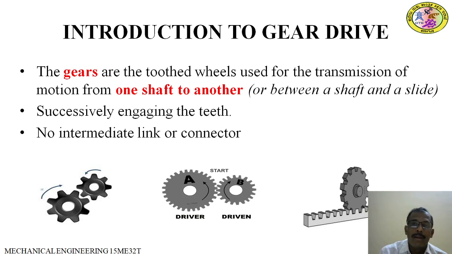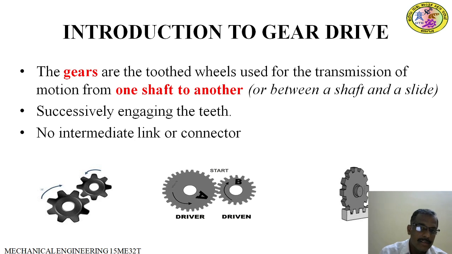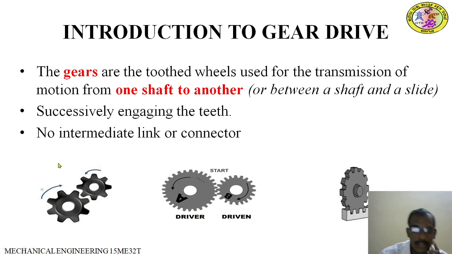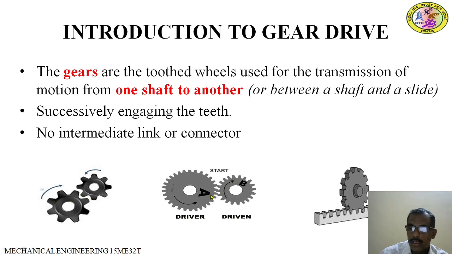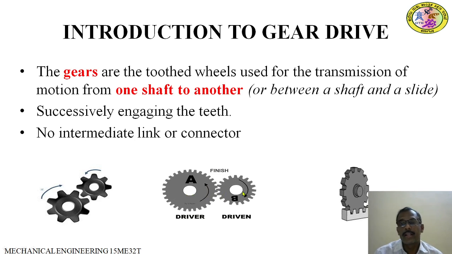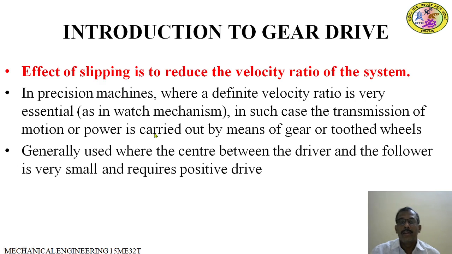The belt has a linear motion, whereas the driver and driven have rotary motion. Here one rotary motion is converted into another rotary motion. If one is rotating anticlockwise, the other will rotate clockwise. That is, I don't have any intermediate between the driver shaft and the driven shaft. They are directly connected here.